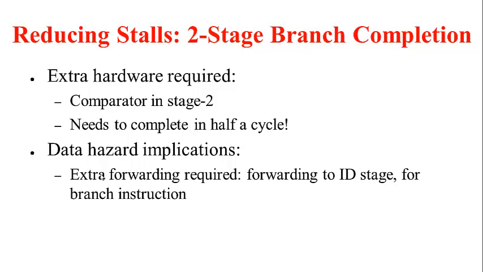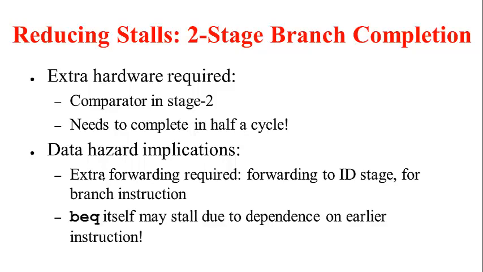Well, there is actually another implication as well. Since we are going to need the data, the register value, one cycle earlier, there is a possibility that the branch instruction itself may stall due to data dependence on an earlier instruction. The working of this 2-stage branch completion and the implications are best understood in terms of a couple of examples. Let us look at those now.